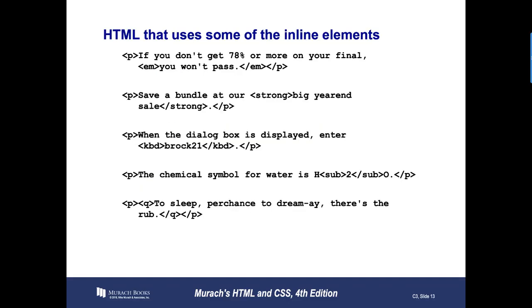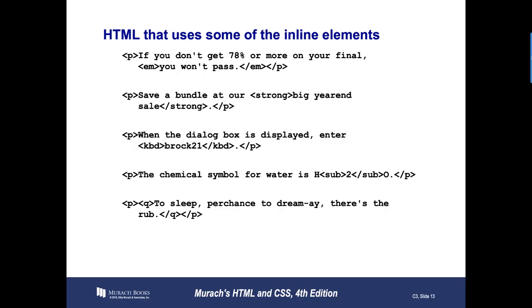So inline elements, right? The em tag, which provides emphasis for screen readers, kind of like italics, right? The strong tag, which again is for screen readers, for the visually impaired, it's going to emphasize that text and say it louder. And then you have this keyboard thing here, right? When the dialog box displayed, enter, right? BROCK21. So play with that and see. Actually, we'll see it on the next screen.